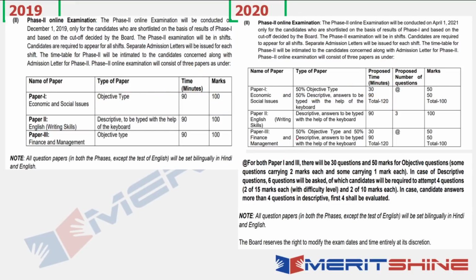Now, let's move on to paper 2. English writing skills, descriptive answers to be typed with the help of keyboard, 90 minutes, 3 questions, 100 marks.